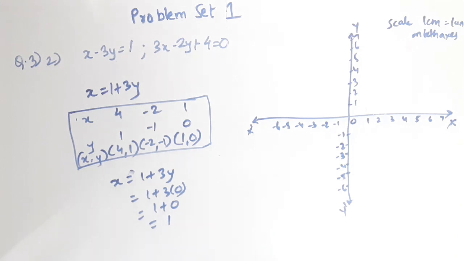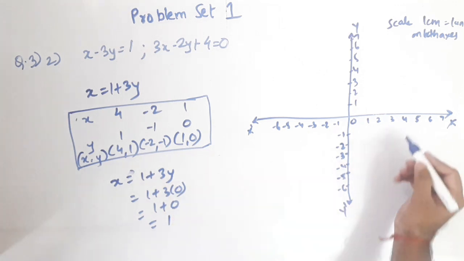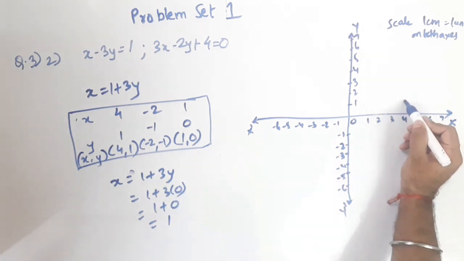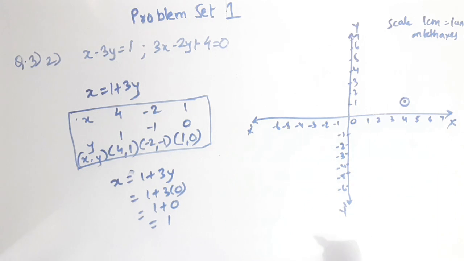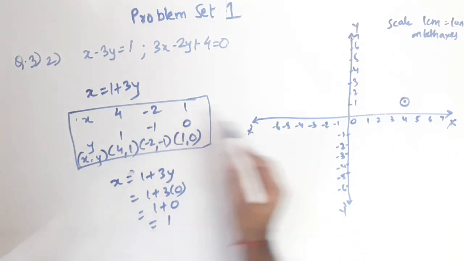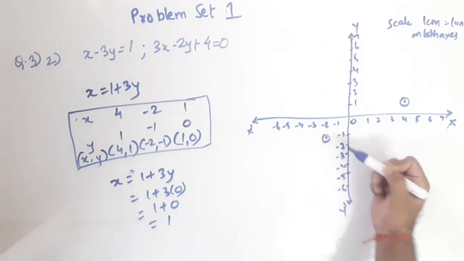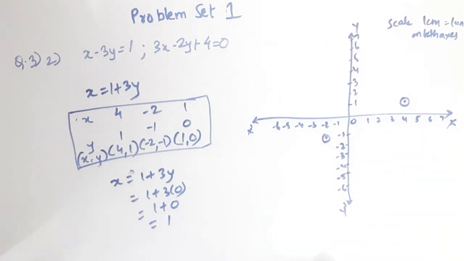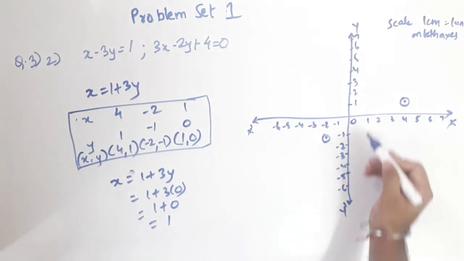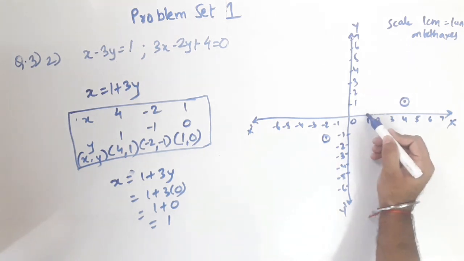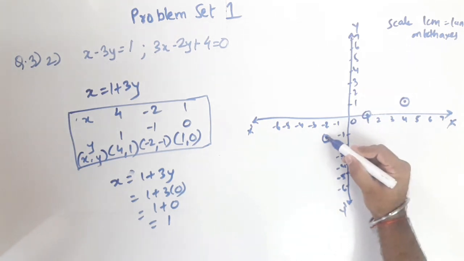Okay. So we will plot these points. 4 comma 1. 4 comma 1 will be here. -2 comma -1. -2 on x-axis, -1 on y-axis. It will be here. And then 1 comma 0. 1 on x-axis, 0 on y-axis. So point will be here. So this is your graph.